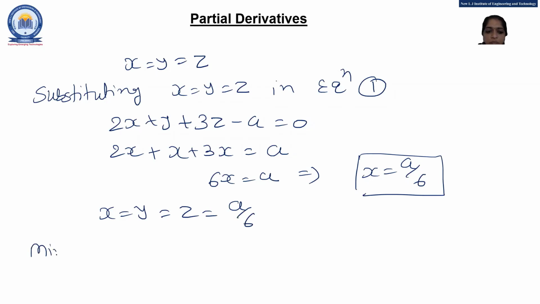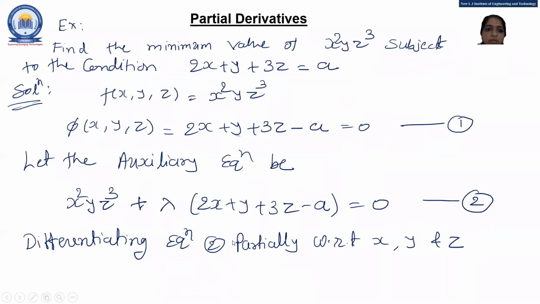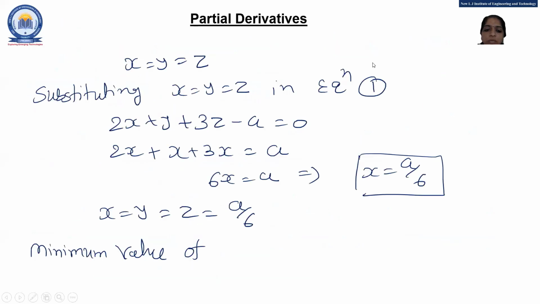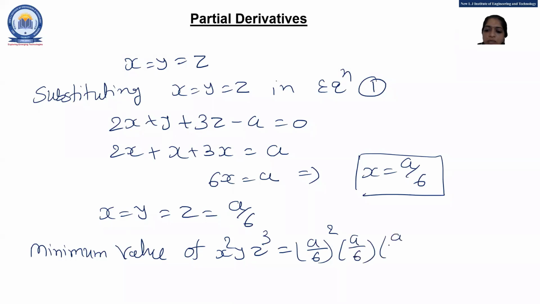Now, what is our question? We want to find the minimum value of x square y z cube. So the minimum value of x square y z cube is, x is a by 6 squared, y is again a by 6, and z cube is a by 6 whole cube. So the final answer is a by 6 whole raised to 6.